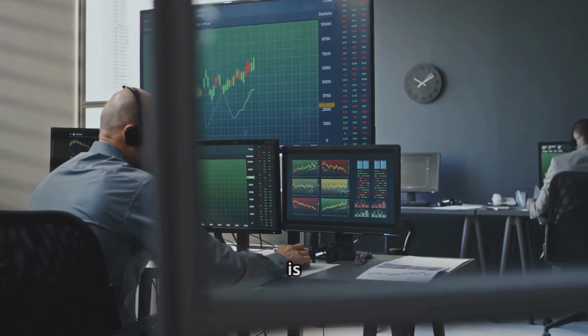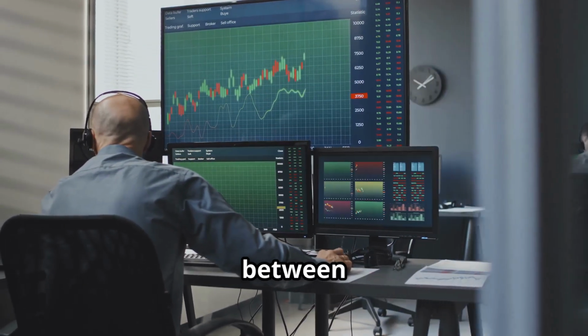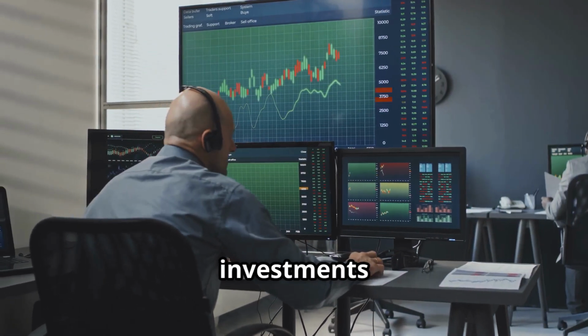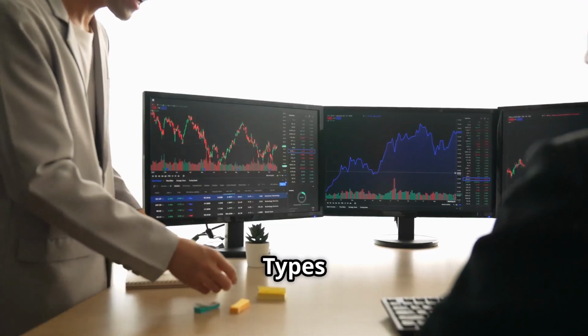Balancing risk and return is all about allocating assets in a way that strikes a good balance between those higher risk, higher return investments and the more stable, lower risk assets. Types of asset allocation strategies.